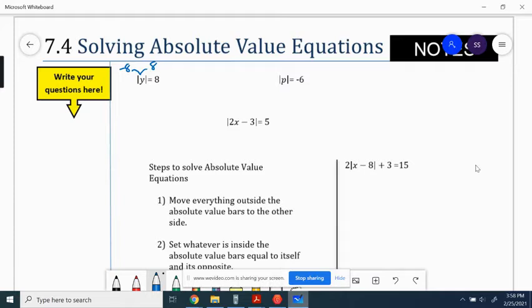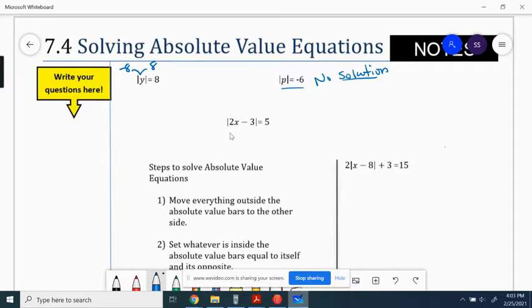All right, what about this next one? The absolute value of p is equal to negative 6. Well, remember, absolute value is always positive, so nothing can come out of these absolute value bars as a negative. So if you see something like this, we just write no solution.